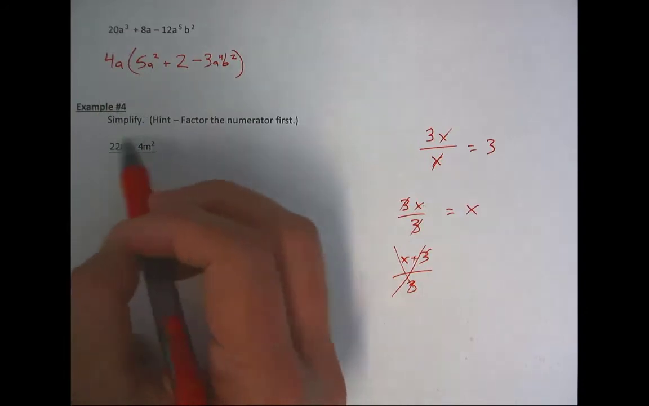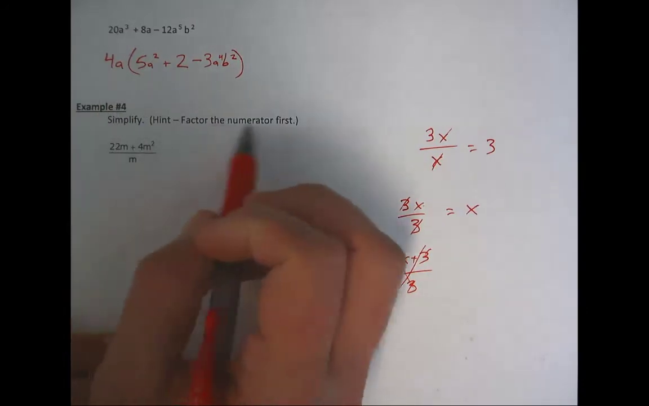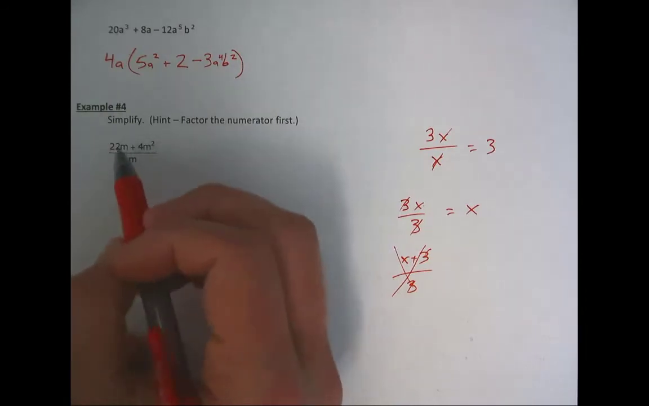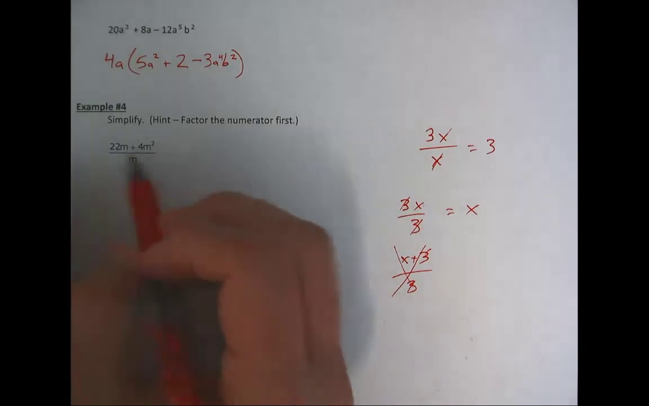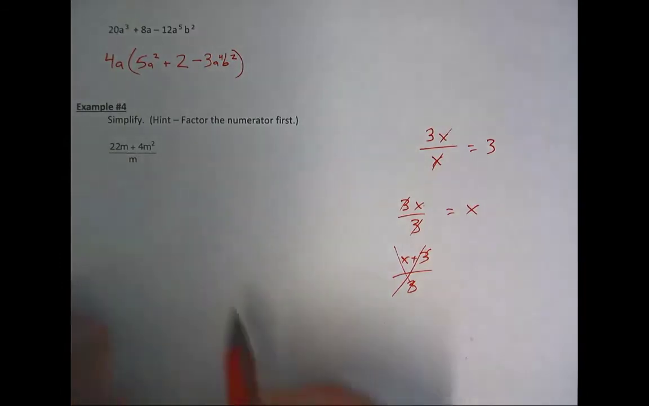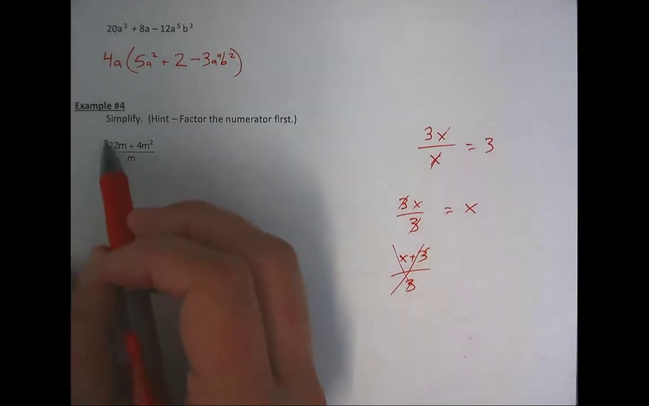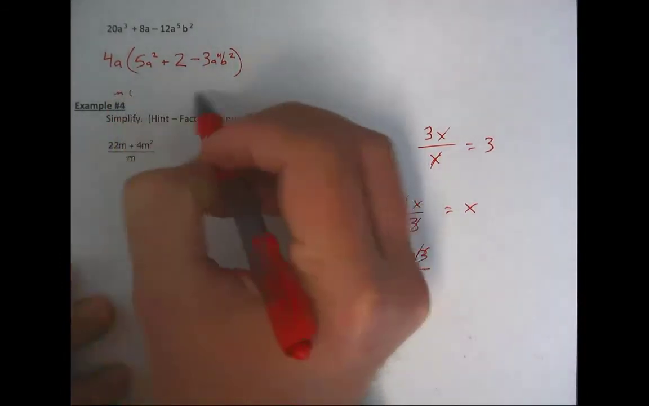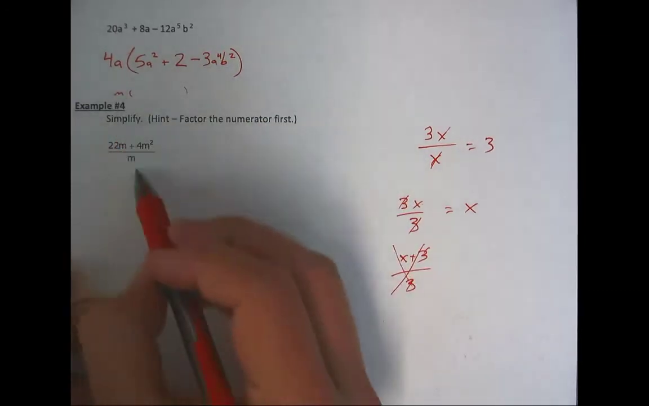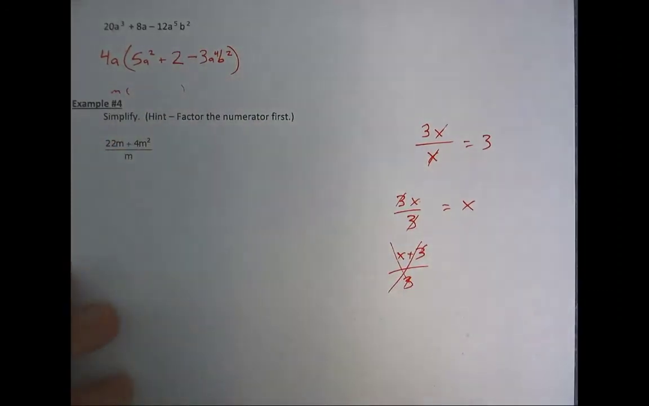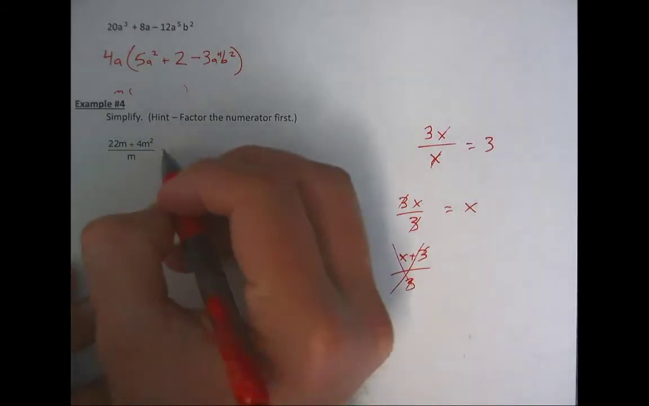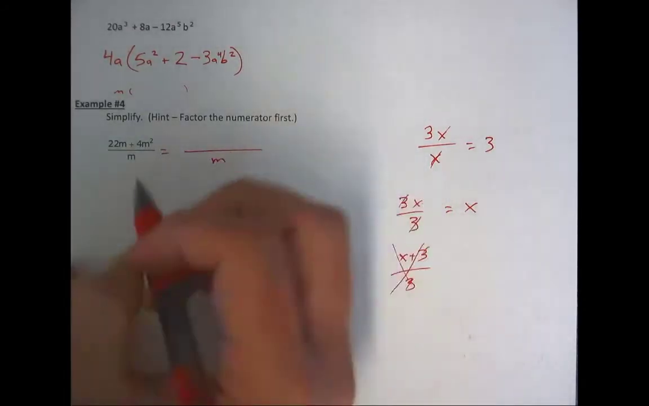So what we're going to do is we're going to try and simplify this by factoring the top, and there's the hint, factor the numerator. And what I want is to factor something out that will cancel with the bottom. So what I want to have is an m out front. I want m times something because then that m will cancel with this m and help me simplify this fraction. Okay, so this is all going to be over m.